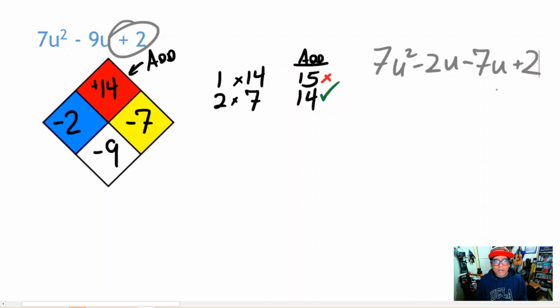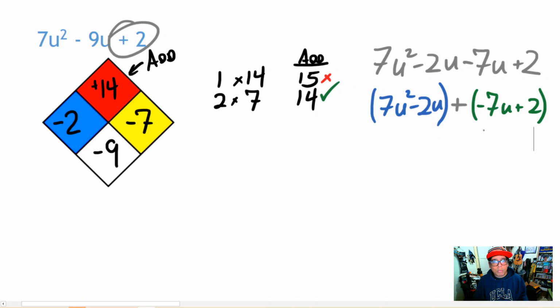Now let's get the factoring groups in order. 7u squared minus 2u, plus minus 7u plus 2. Taking a look at that first factoring group, it looks like the only thing that I can factor is a u, which leaves me with 7u minus 2.